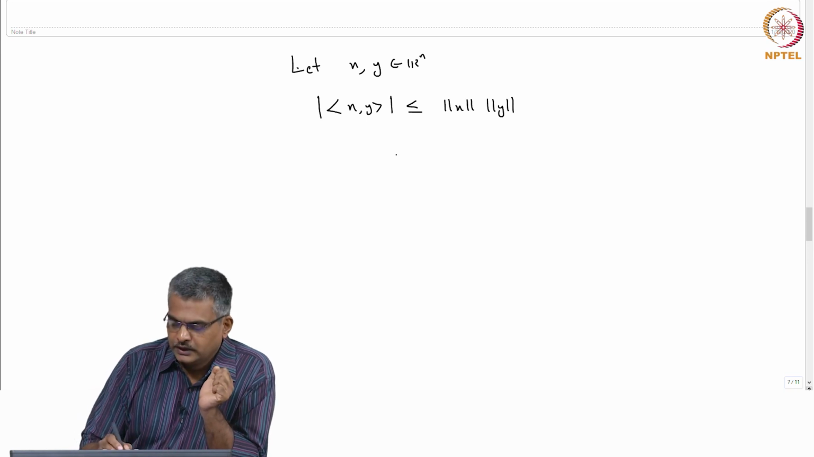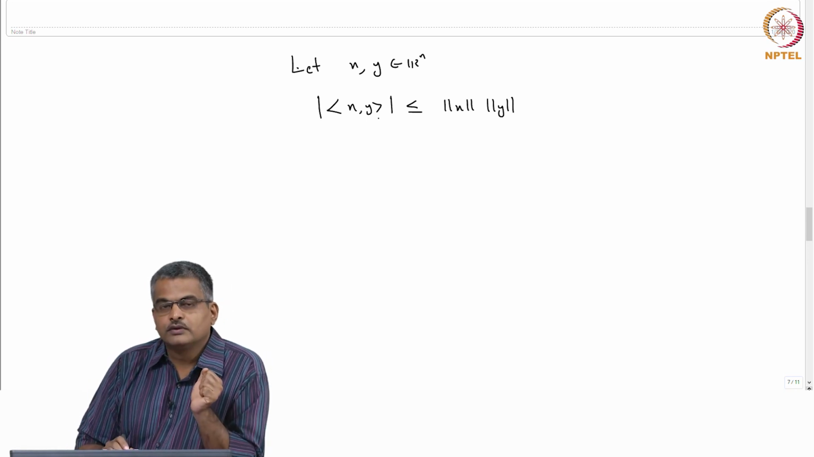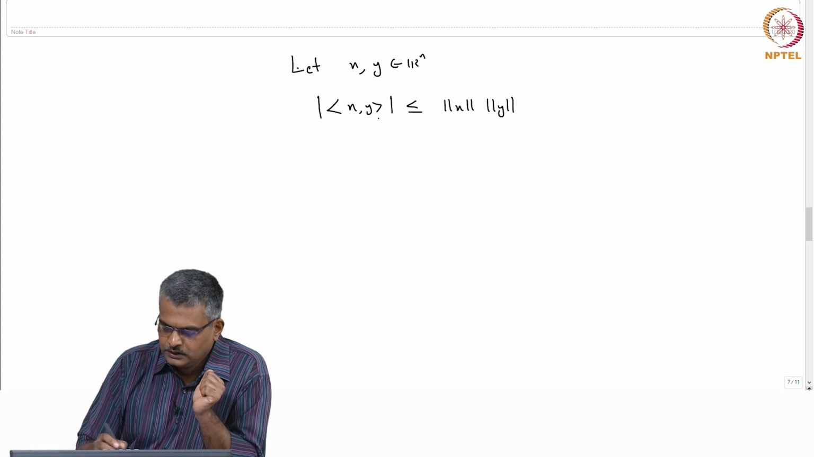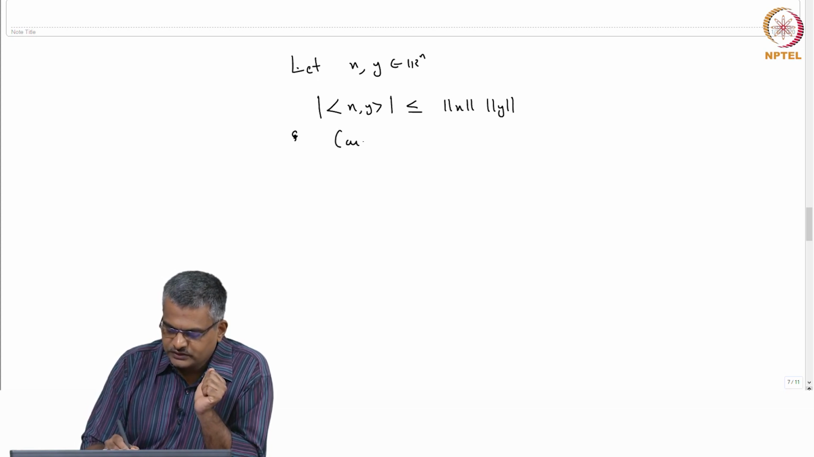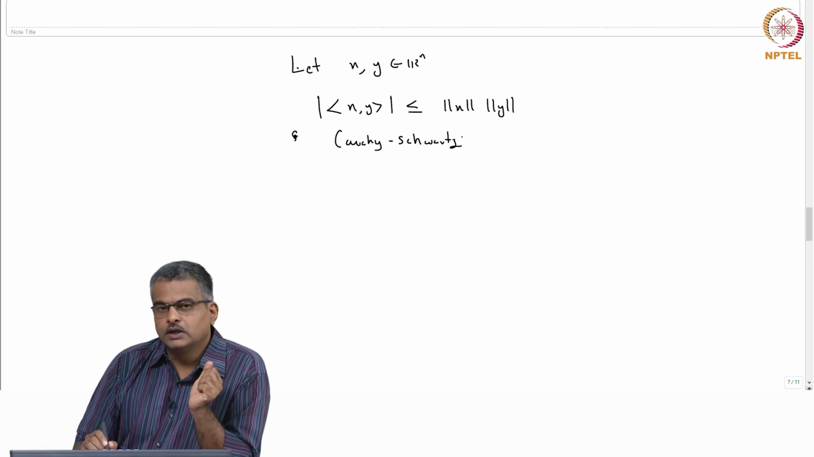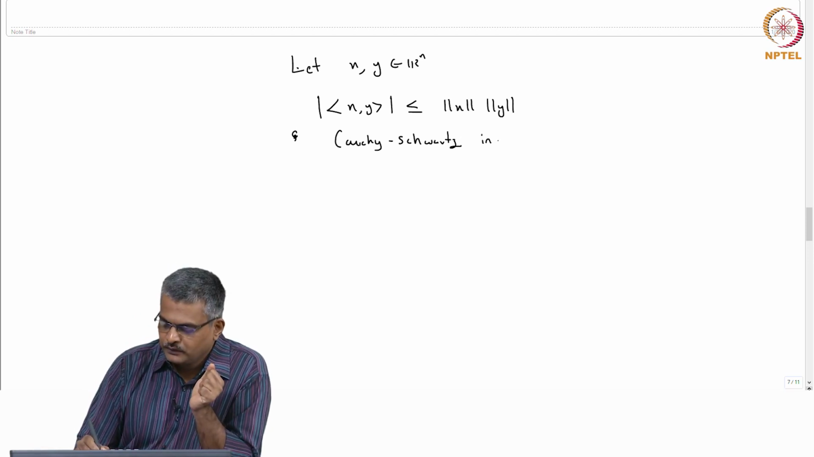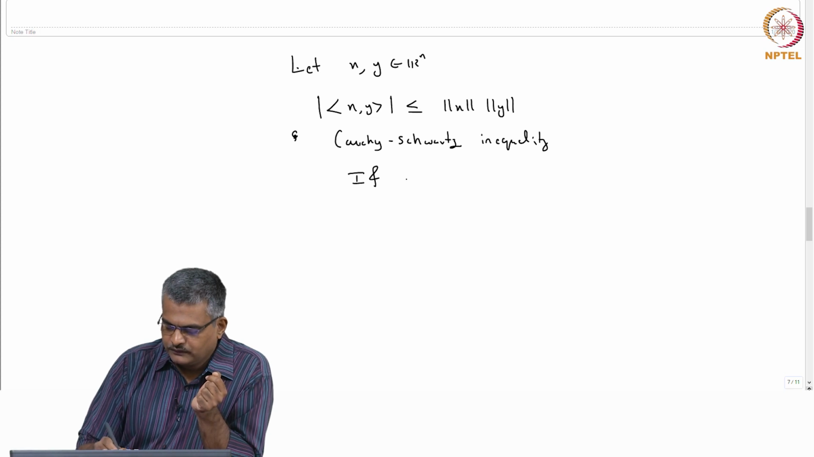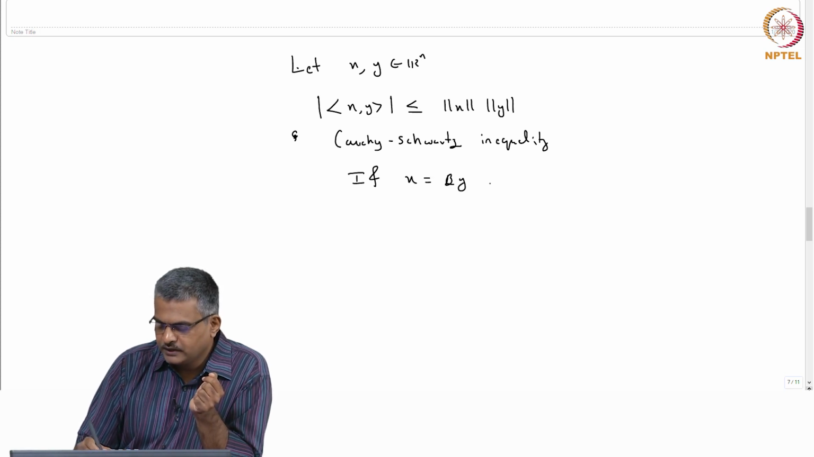That is, the absolute value of the inner product of two vectors x and y is less than or equal to the norm of x times the norm of y. This is known as the Cauchy-Schwarz inequality, very useful inequality which we will use when we do the stability analysis. This inequality becomes an equality if x and y are linearly dependent. So, if x is some beta times y, then we have the equality.